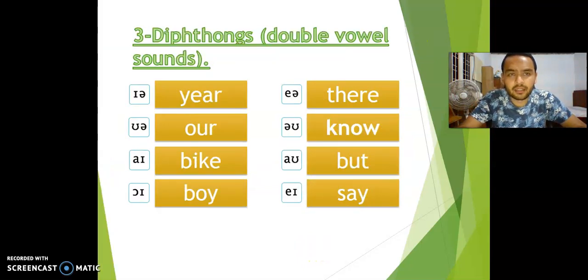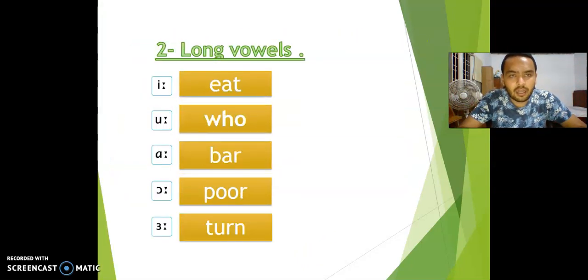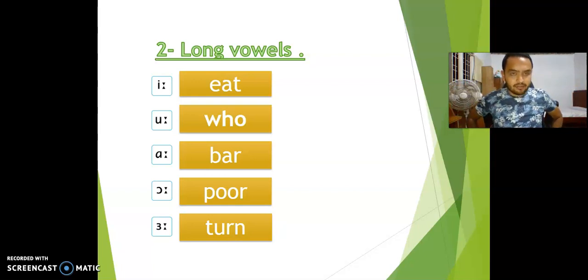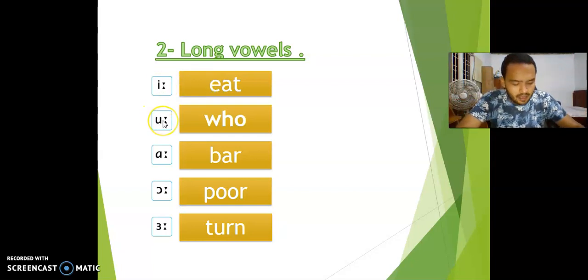The next group is about the long vowels. I think this is easier than the short vowels because the pronunciation is very similar to what we see in our everyday. For example, right here the pronunciation of the symbol is E, for example, this word eat. So as we can see, it is a long pronunciation. We try to stretch the words with these vowels.